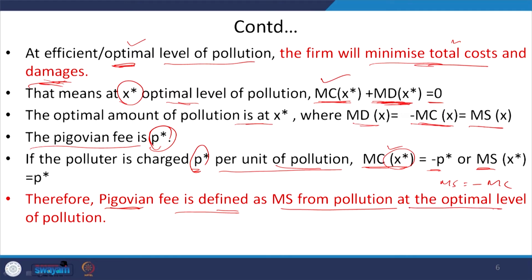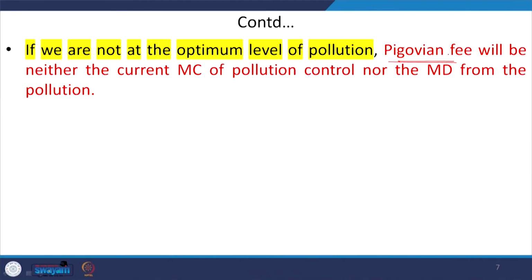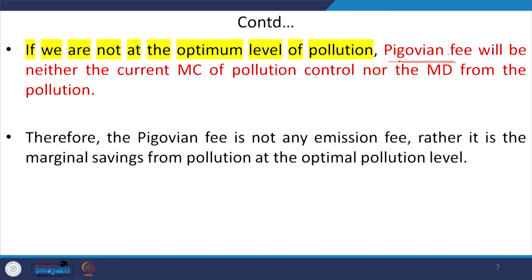So, this is at the optimal level of pollution, right. This optimal level of pollution is X star. But if we are not taking into account this optimal level, that means we are not considering only the point X star. We are talking about some other points of pollution. Then this Pigouvian fee, that is P star, is actually neither the current marginal cost of pollution control, nor the marginal damage of the pollution that is generated, right.